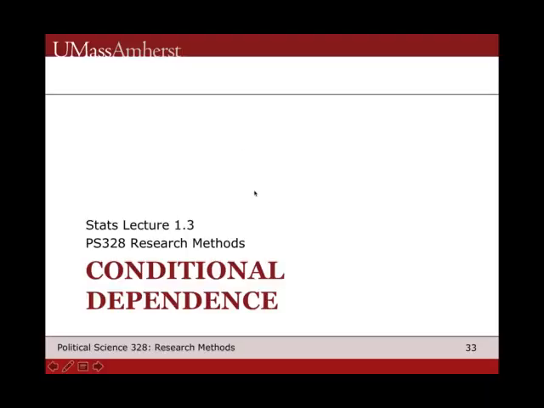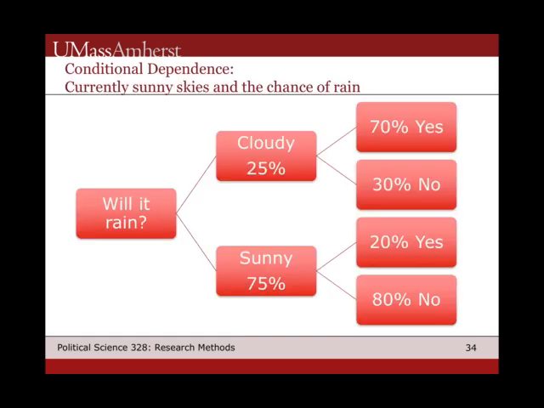In the third part of this first lecture series on statistics, we're going to be thinking now about conditional dependence. So at this point, we're actually moving on to bivariate relationships, or relationships that actually involve two variables. First, we're going to introduce a bit of the theory and then talk a little bit about the statistics that can be used to test the theory.